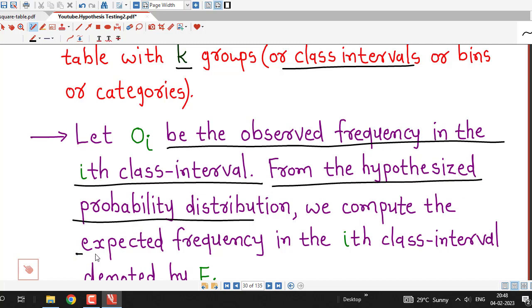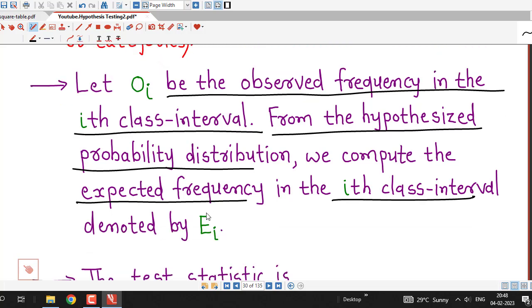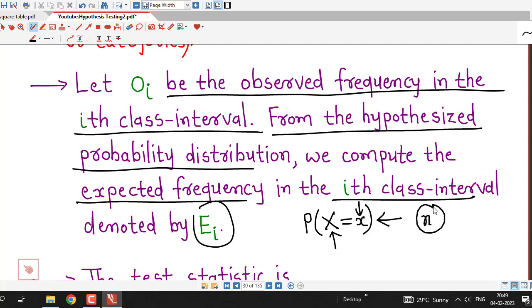We compute the expected frequency in the ith class interval denoted by E suffix i. So to compute this expected frequency, first we have to compute the probability for each value of capital X, which is the hypothesized random variable, and then we will multiply this probability for each value of X by total number of observations in this sample.